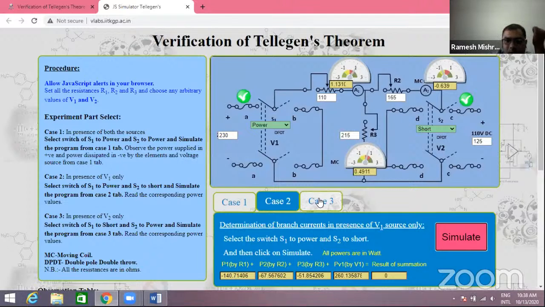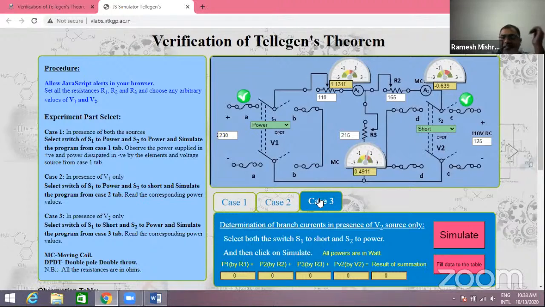And now we move to the third case. In the third case, the values of these resistances are still the same, and we use the second voltage source. The first voltage source we short here, and the second source is connected to the power. Now we can simulate this network.